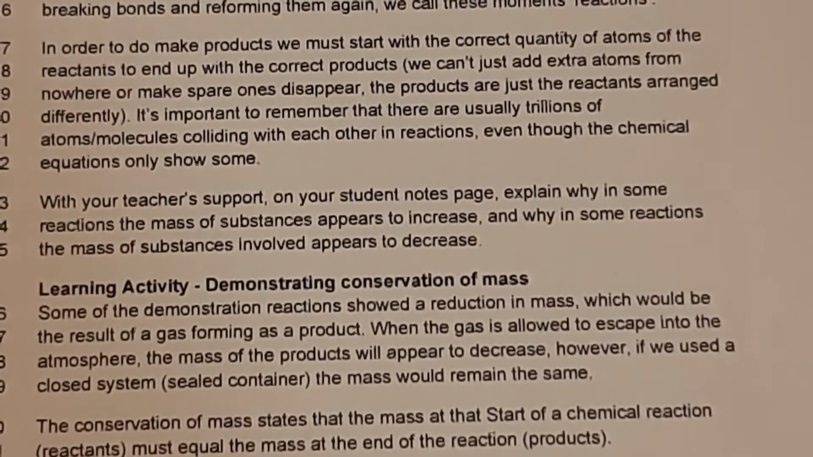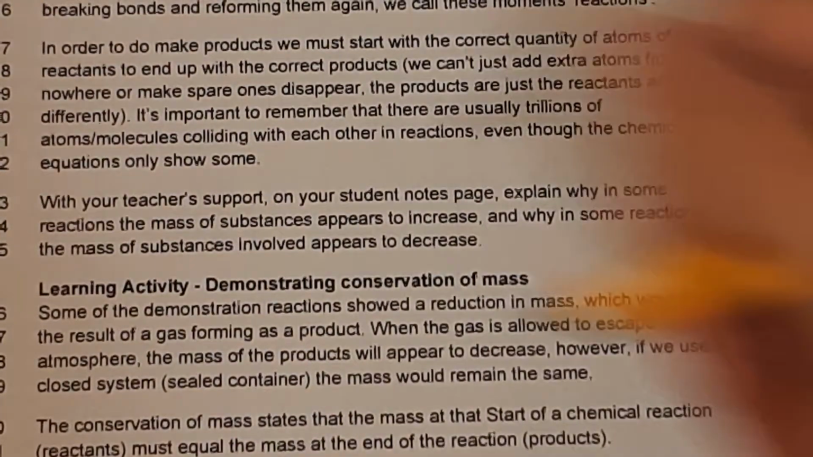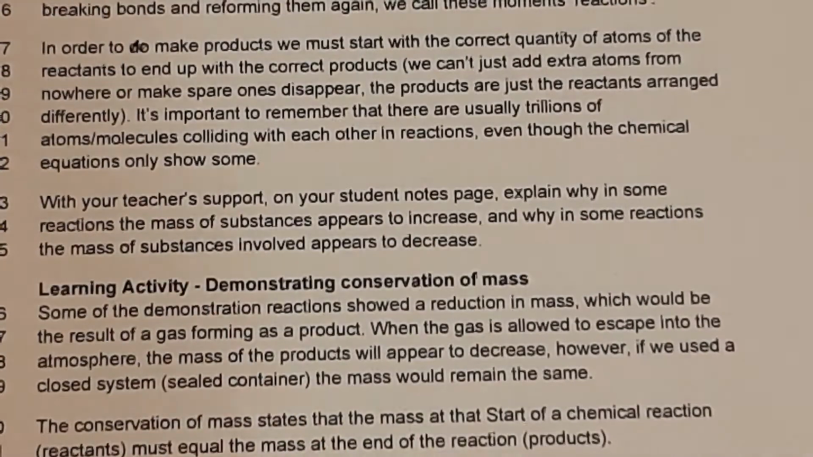In order to make products, we must start with the correct quantity of atoms of the reactants in order to end with the correct products. We can't just add extra atoms from nowhere. They're not going to magically appear. And we can't just make them disappear either. We can't just make things appear or disappear from nothing.